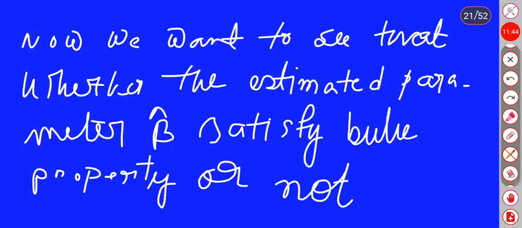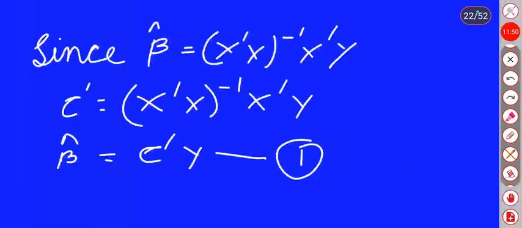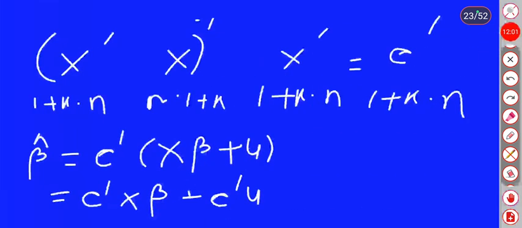Now we want to see whether the estimated parameter beta hat satisfies the BLUE property or not. Since beta hat is x transpose x inverse x transpose y, here C transpose is considered as x transpose x inverse x transpose. Beta hat is equal to C transpose y. So x transpose x inverse x transpose is equal to C prime.